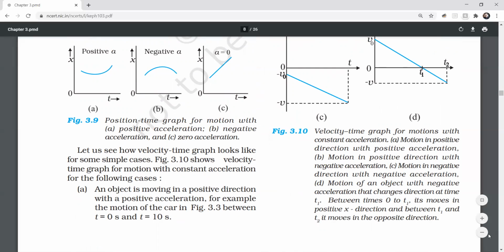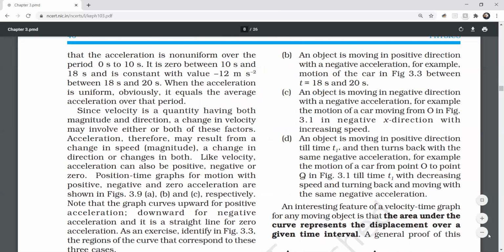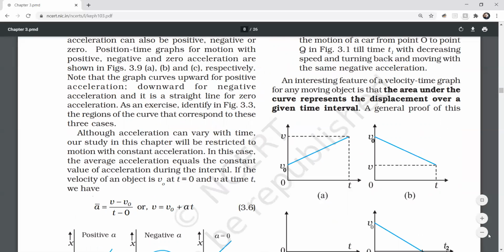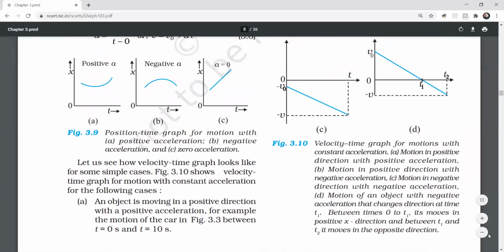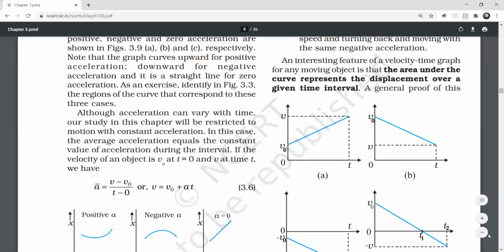Okay, let's continue. Let us see how velocity time graph looks like for some simple cases. Velocity time graph for motion with constant acceleration. An object is moving in a positive direction with a positive acceleration between time 0 and 10 seconds. So let's see how its graph is formed. Between 0 and 10 seconds, its positive acceleration means acceleration is incremental, it is increasing.